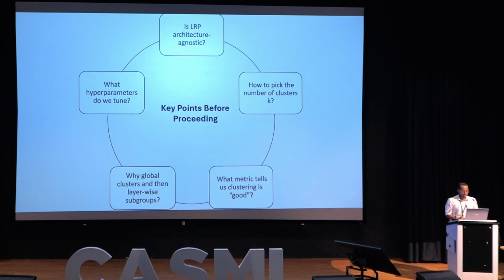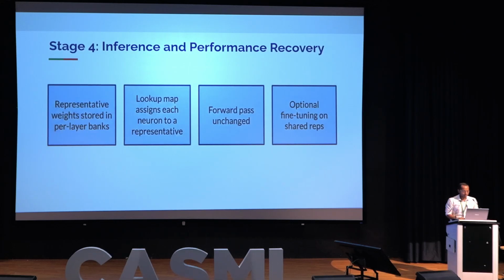As I mentioned, a few other hyperparameters that we tuned are K for clustering, the choice of representatives like centroid or medoid, and small LRP rule settings like alpha, beta, or epsilon. Okay, stage 4, the final stage, is basically where everything comes together and the compressed model actually runs.